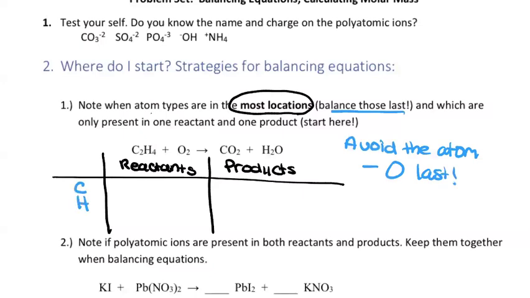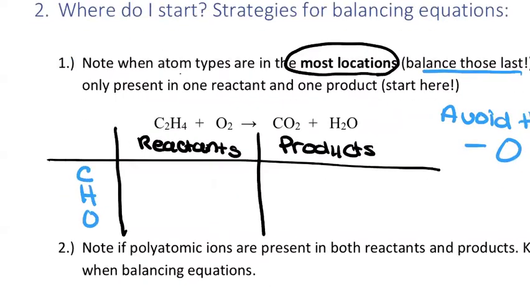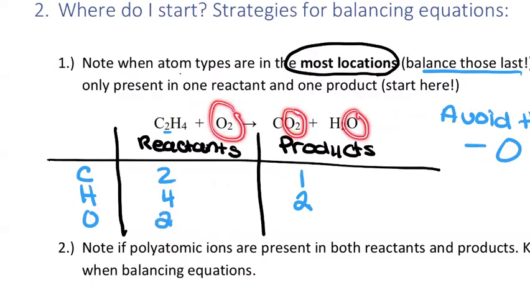Carbons, hydrogens, and oxygens, that's what I'm going to be balancing. So on the reactant side, I can pick carbon or hydrogen because they're both in one. So I'm just going to start with carbon. I have two carbons in the reactant side, only one in the product, four H's on the reactant side, two in the products, and oxygens, I have two in the reactant side, and I have two, three in the product side.